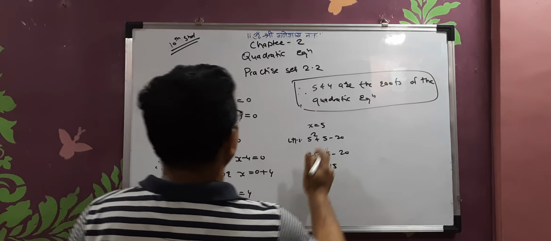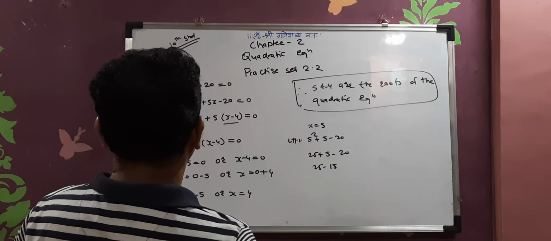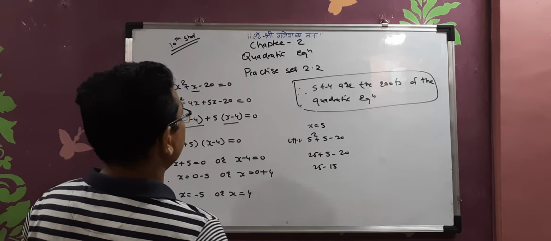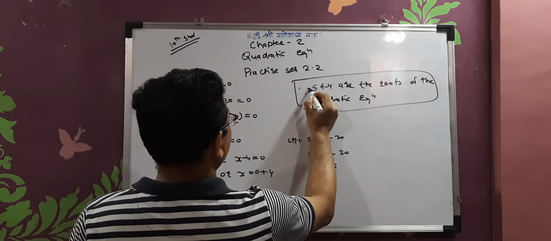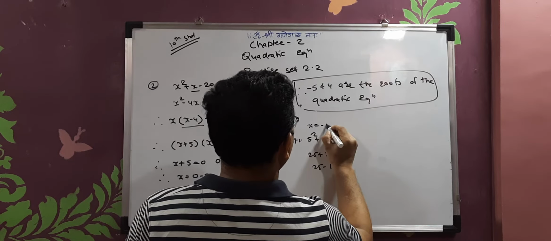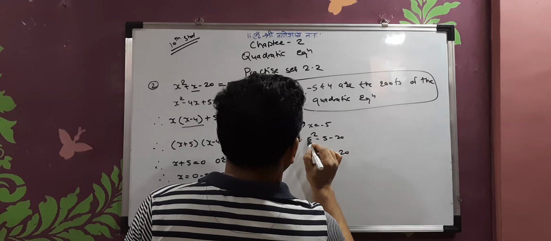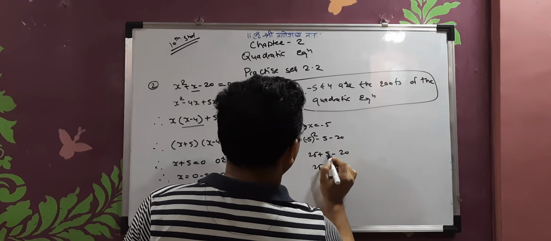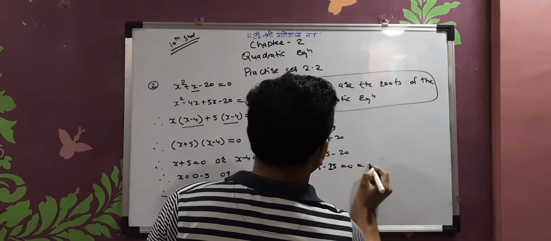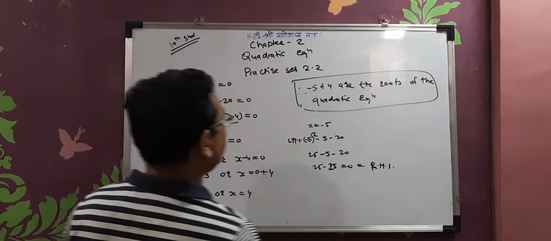The factors are x plus 5 and x minus 4, so the roots are x is equal to minus 5 and 4. So we have to consider minus 5 here. So x is equal to minus 5: 5 fives are 25, minus 5 times 5, so 25 minus 25 is equal to 0, which is the right hand side. So it is satisfying the equation.